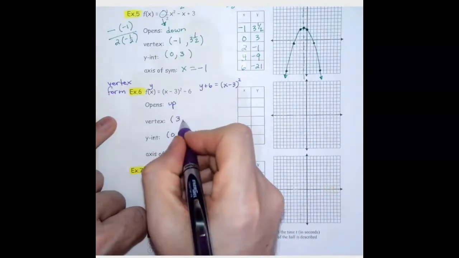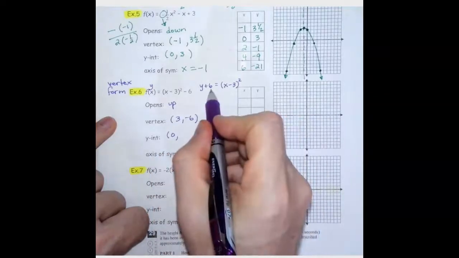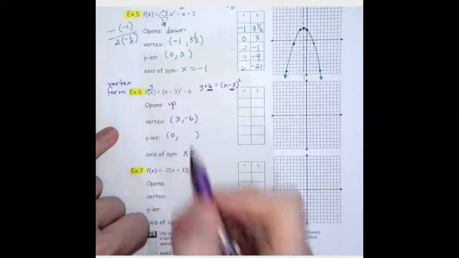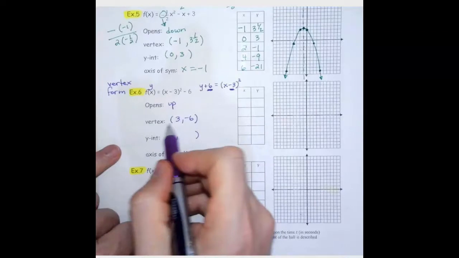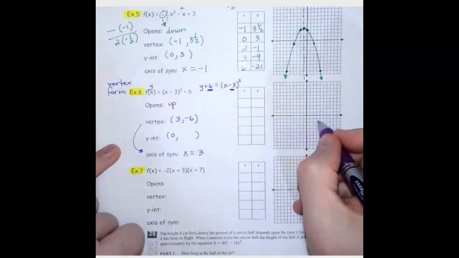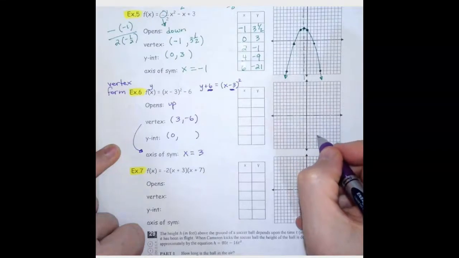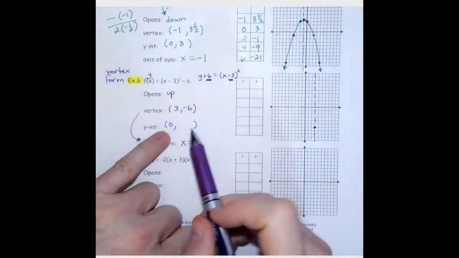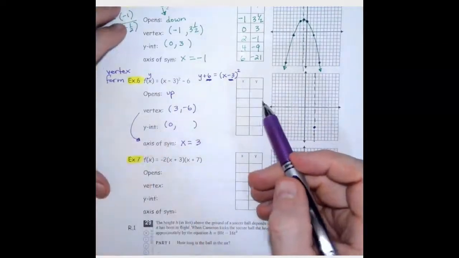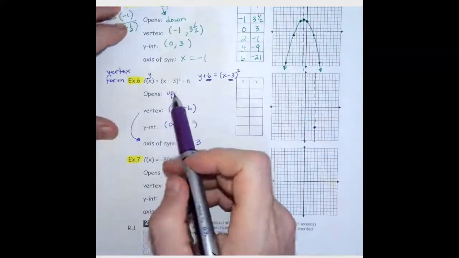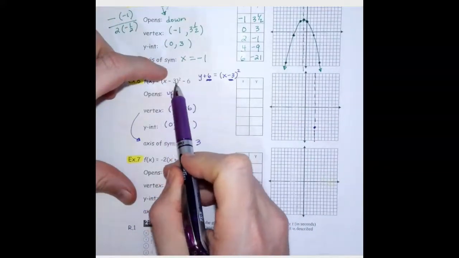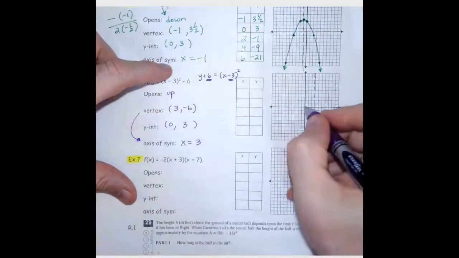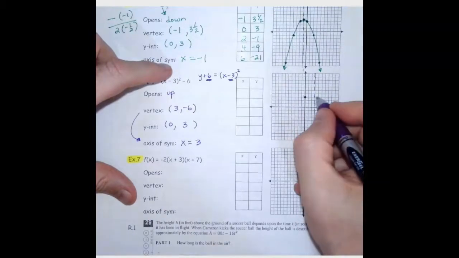Well, guess what? That's the vertex. The point that comes out of the equation from the x and the y is the vertex, which is a point of symmetry also. So 3, negative 6 is right there. We could graph that. Let's see what the y-intercept is. If we plug in 0, we have 0 minus 3 is negative 3. Negative 3 squared is 9. 9 minus 6 is 3. So 0, 3 is right here, and we can reflect that over.